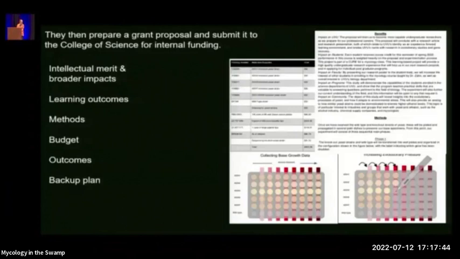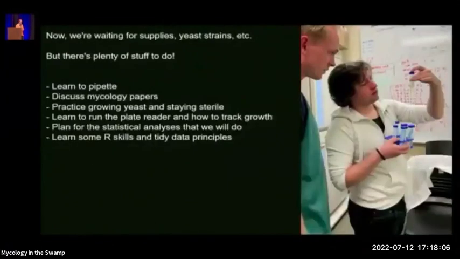The methods get developed at this point. We budget out the supplies we're going to need. And then, of course, we come up with a backup plan because things aren't going to work. Okay. And so they submit this to our College of Science for internal funding, and hopefully they get between $300 and $1,000 or whatever, just a small grant to get this done. Okay. So now we're waiting for supplies.